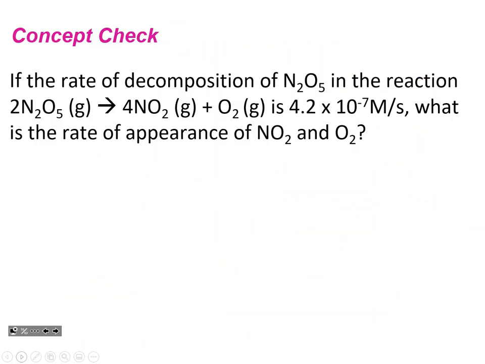All right, so now let's actually work with some numbers here. The rate of decomposition of dinitrogen pentoxide, in the reaction which creates nitrogen dioxide and oxygen, is 4.2 times 10 to the minus 7th molar per second. What is the rate of appearance of NO2 and O2? So go ahead, take a moment, try to calculate that out. Use those rate equations.